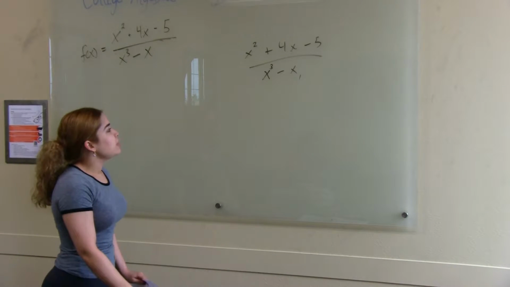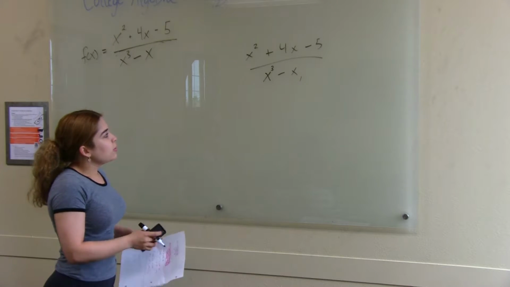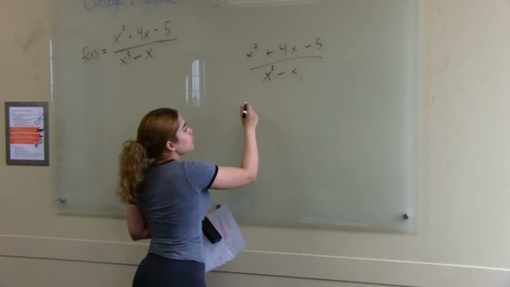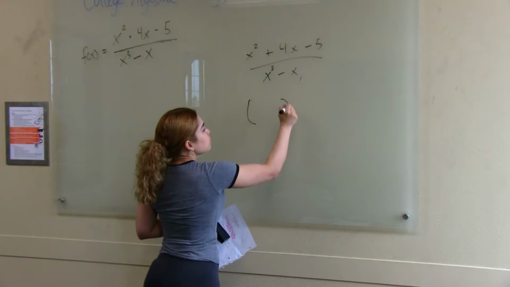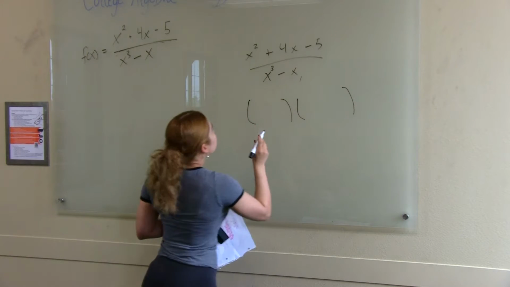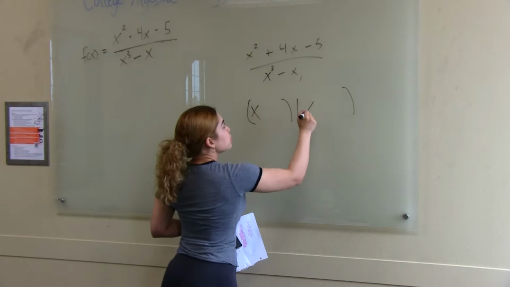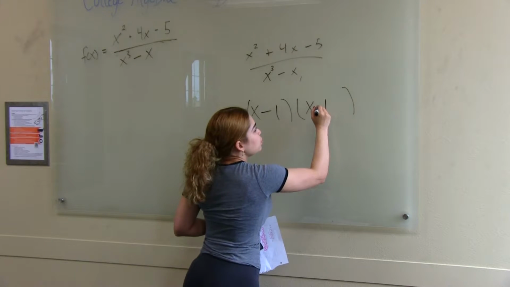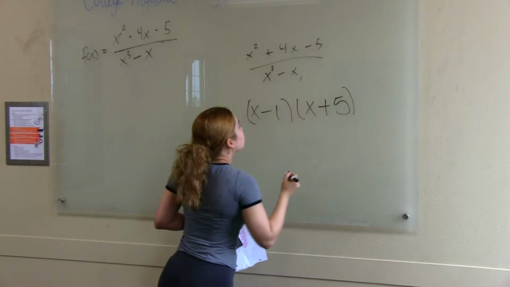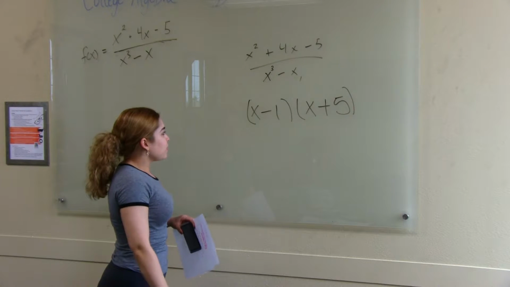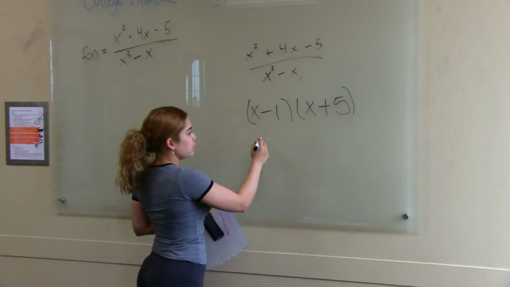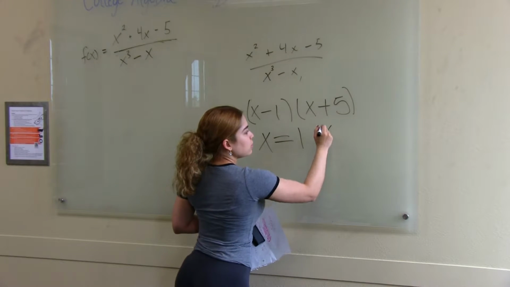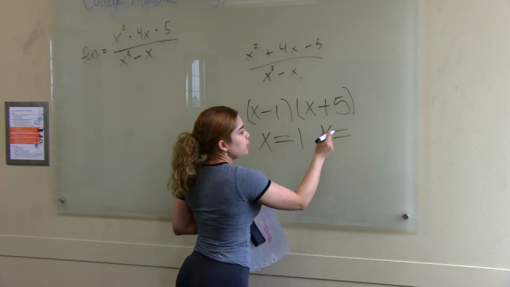Okay, so in this problem we're trying to find the x. So we have to factor the top first. 2 x's. We have a positive and we have a negative, which becomes a positive. Okay, and change the signs again.